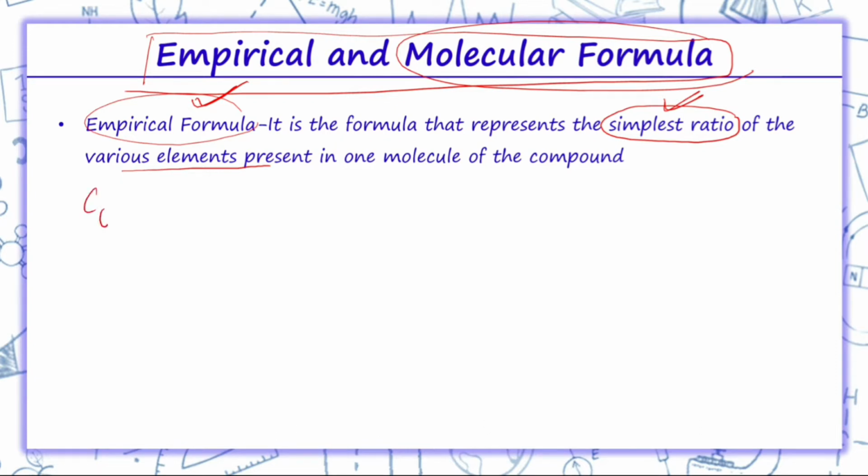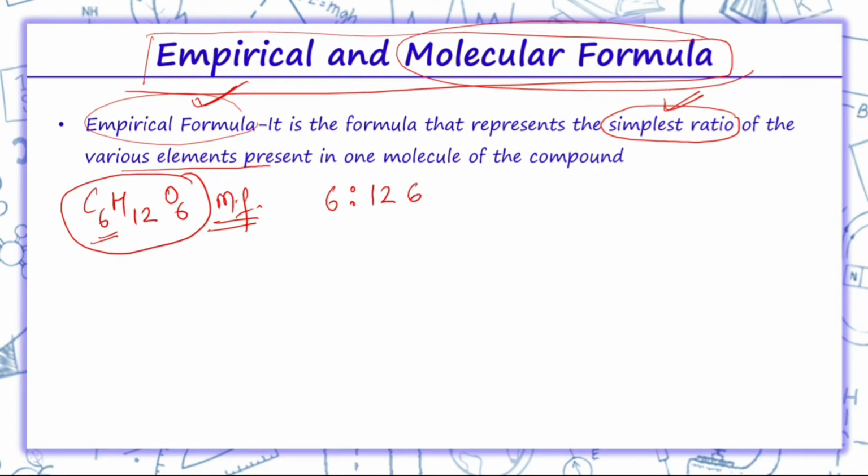For example, we have glucose. C6H12O6, this is the molecular formula of glucose. But yes, this formula can be expressed in the simplest ratio, that is, over here carbon is 6, hydrogen is 12 and again oxygen is 6. So the simplest ratio is 1:2:1. Therefore the empirical formula becomes CH2O. So empirical formula is the formula which represents the simplest ratio of the elements, and molecular formula is the actual number of elements present in one molecule of the compound.